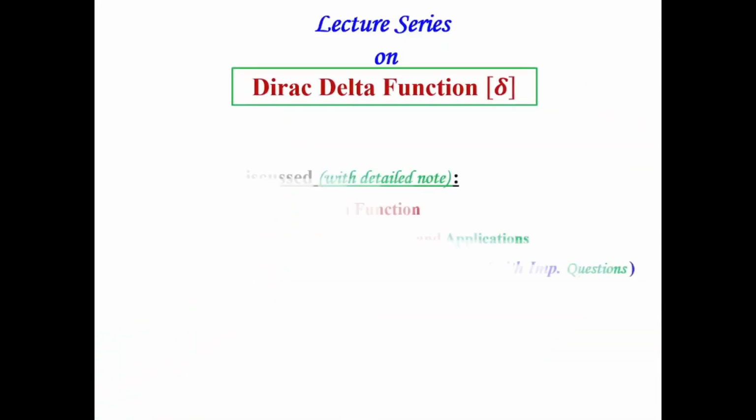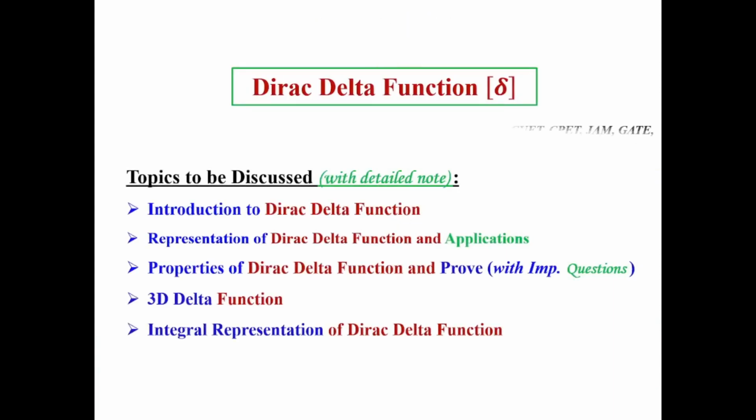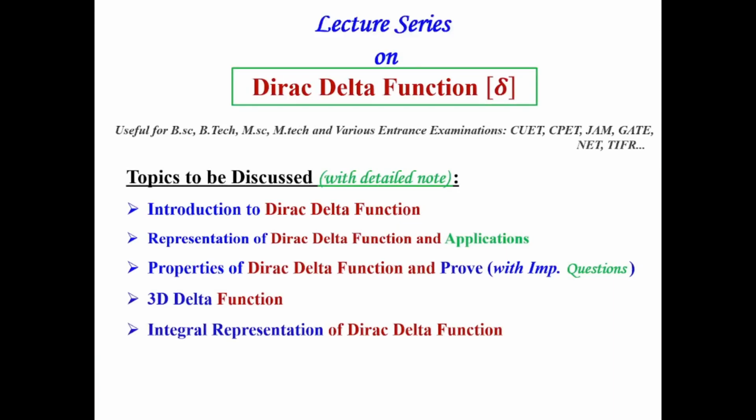In this lecture series, we are discussing these topics, which are essential for B.Sc, B.Tech, M.Sc, M.Tech, and various entrance examinations. In our last three classes, we have discussed in detail the introduction to the Dirac delta function, representation of the Dirac delta function by various functions, and properties of the Dirac delta function, up to the sixth property, along with important questions based upon these properties. In today's lecture, we are going to discuss the seventh property and its corresponding numerical.